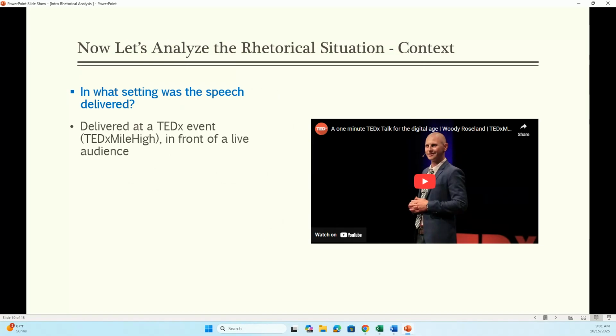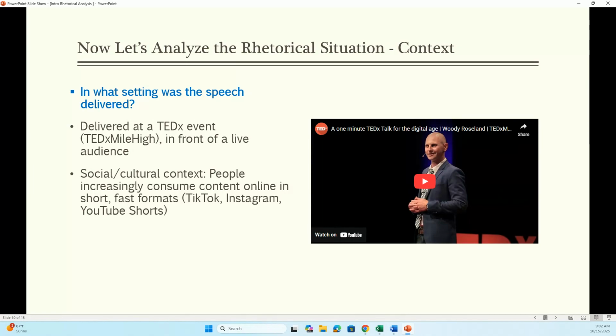And so the setting, when we talk about setting, we don't just mean place, but yes, it's at this TEDx place where they do these events. They do these events in all kinds of different locations, but this one is at TEDx Mile High in front of a live audience. But setting also means social cultural context. So now we're in a culture of people that are always consuming content online and they want it in short, fast formats. So again, back to 2017, not that long ago, but then again it is, because now in 2025, where we are right now, we're even more so in that world than we were just a few years ago.